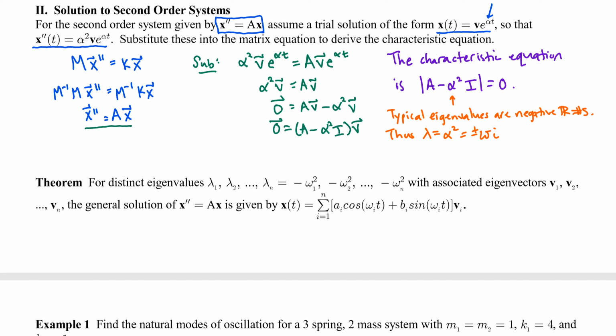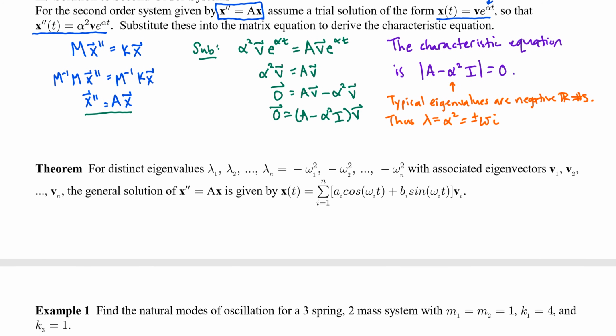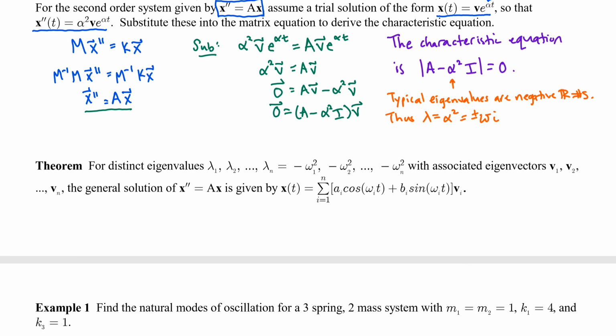Now, let's put this all together and write a general solution for the system. So, Theorem 1 from this section of the text: for distinct eigenvalues lambda sub 1, lambda sub 2, up to lambda sub n, those are going to be alpha squareds. We can simplify them as negative omega sub 1 squared, negative omega sub 2 squared, so on and so forth, with associated eigenvectors v sub 1, v sub 2, up to v sub n.